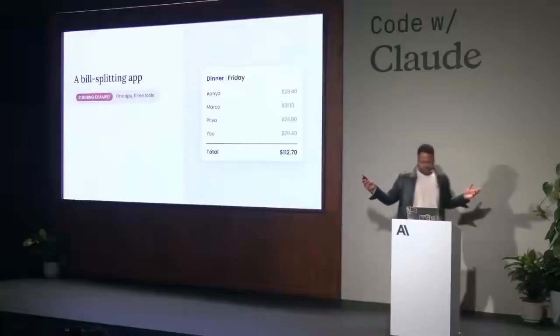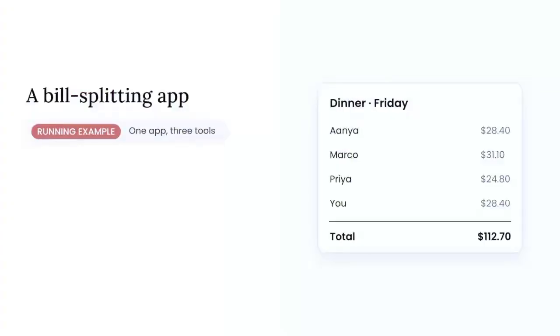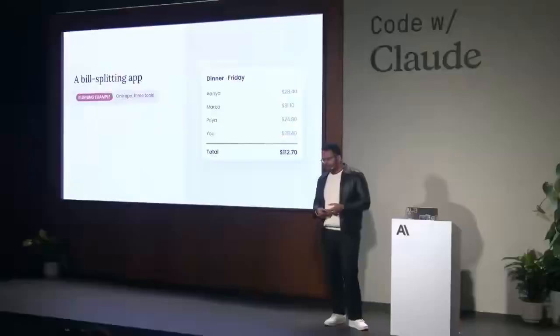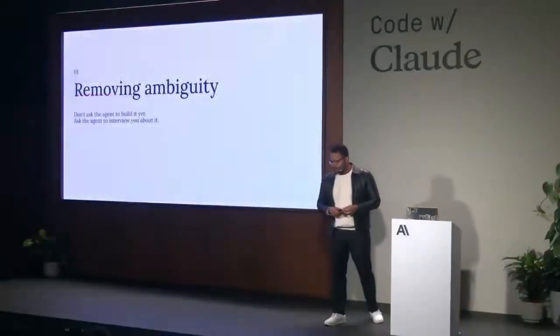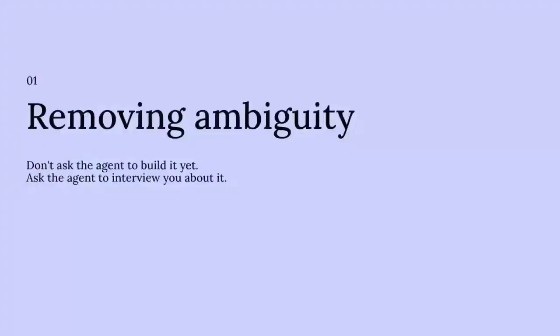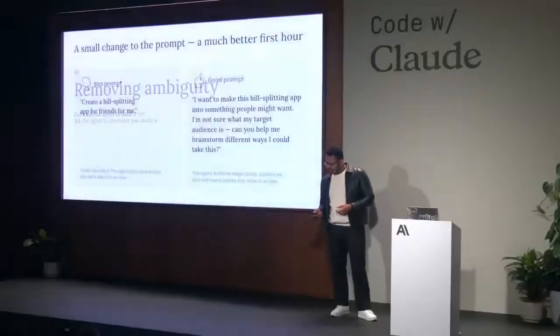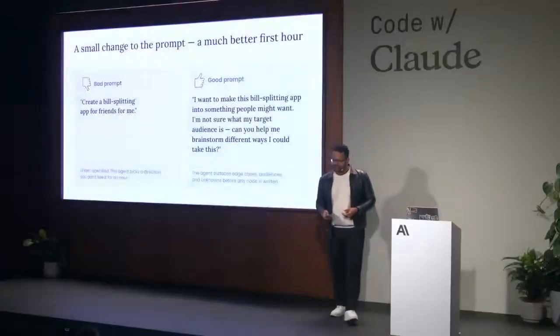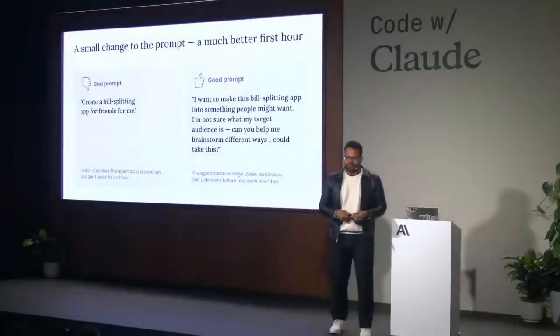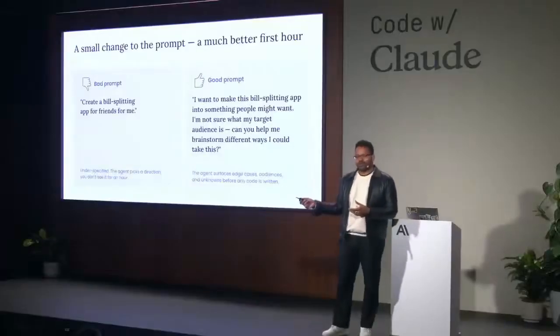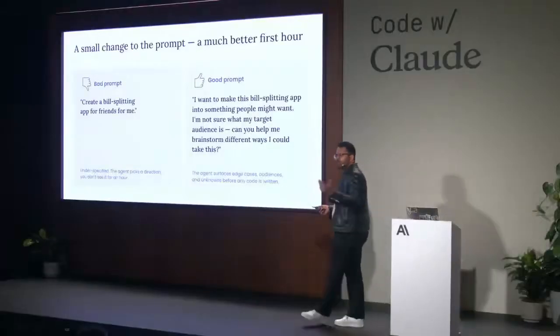Let's say we want to do a bill splitting app. Very simple. You go out with friends, you want to find out who owes what. Let's let Claude interview us around doing this. So in this case, before I do that, I'm going to give you an example of how you could do this better. What's good prompting, what's bad prompting?